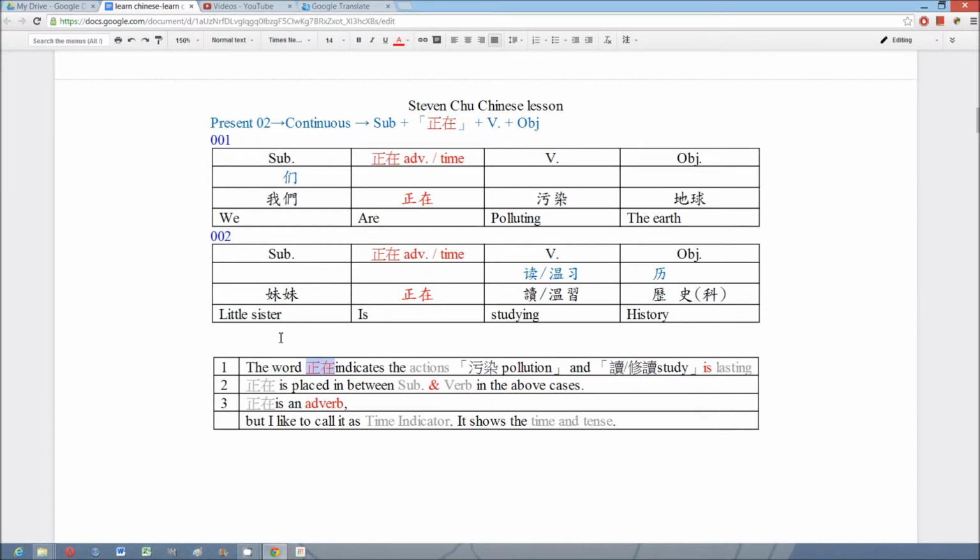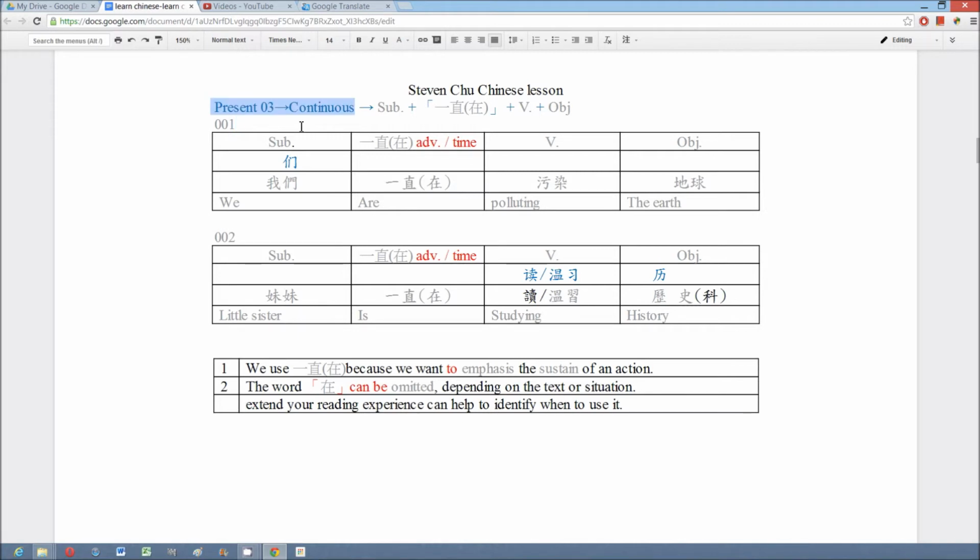As a conclusion, 正在 indicates the action is lasting, and the 正在 is placed in between the subject and the verb, and it also can act as a time indicator to show the tense. This is number 3. Except the 正在, we can use another verb 一直在 to show the continuous tense. It is also based on the basic sentence, subject, verb, and object, and put the 一直在 in between the subject and the verb.